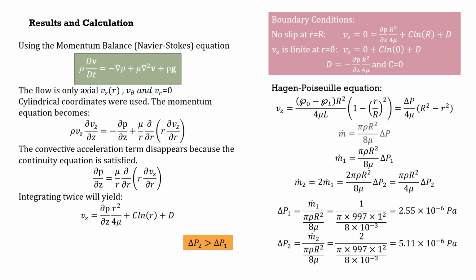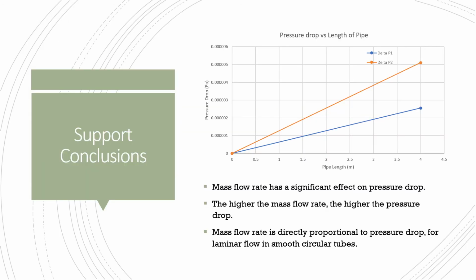Since pipe 2 has twice the mass flow rate, the equations were also similar to each other, but the second one had a 4 in the denominator. So in Excel, the pressure drop value for both pipes was found, and the value for pipe 1 was less than the value for pipe 2. The pressure drop in pipe 2 was shown to have a bigger value than the pressure drop in pipe 1.